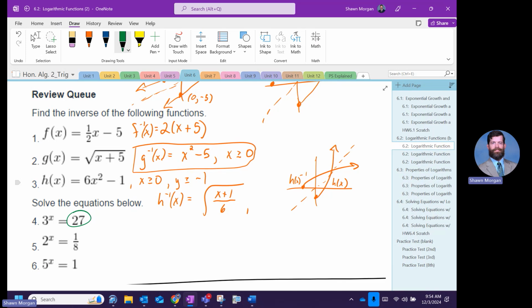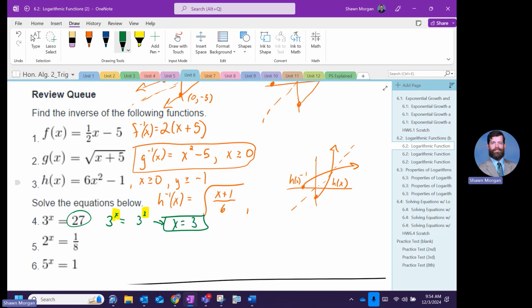27, I think, as Mitch was saying, is 3 to the power of 3, and we want to make the base the same. And therefore, x equals 3. So if I can make the base the same, so 3 to the x equals 3 to the 3, then I can equate those exponents. And I can say, oh, okay, well, x equals 3. We learned about that last week.